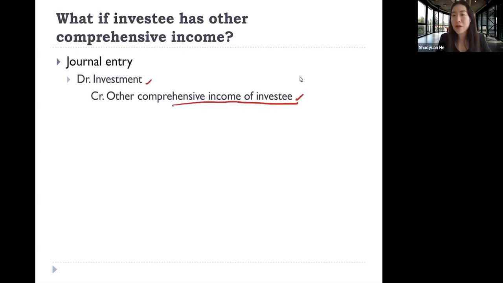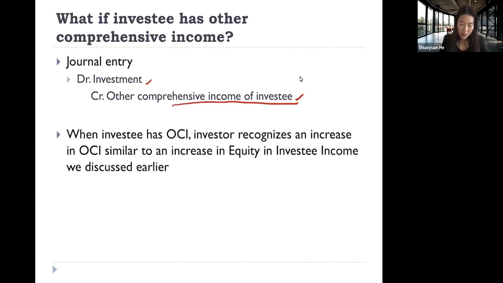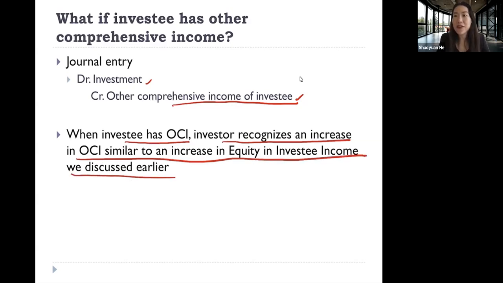This is very similar to when the investee reports income. So when the investee has OCI, the investor recognizes an increase in OCI, similar to the increase in equity investee income we discussed earlier. You can just compare this journal entry with the previous one. It's just that instead of crediting equity investee income, we're crediting other comprehensive income of investee, which is an OCI account for the investor.